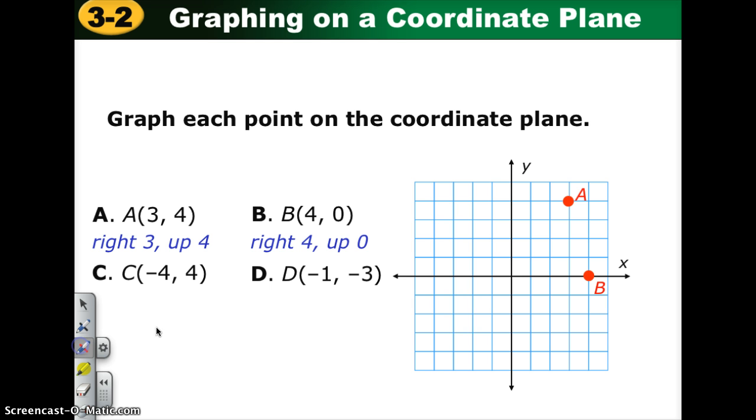Okay, if I wanted to graph negative 4, 4, now I would go left 4 spots, 1, 2, 3, 4, and it's a positive 4, so I would go up 1, 2, 3, 4, and graph point C. Lastly, point D, left negative 1, down 3, put my point, and I have A, B, C, and D on the graph.